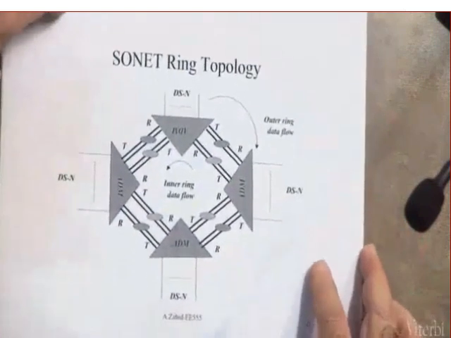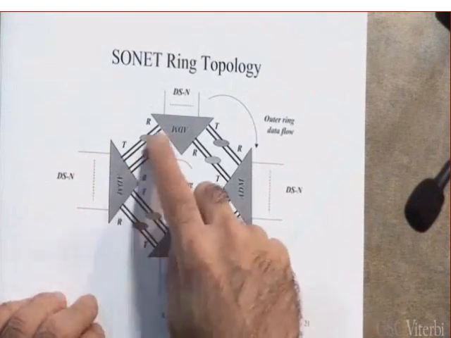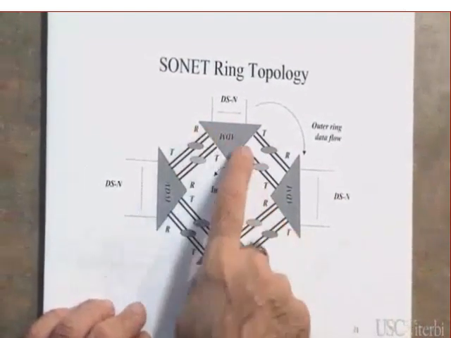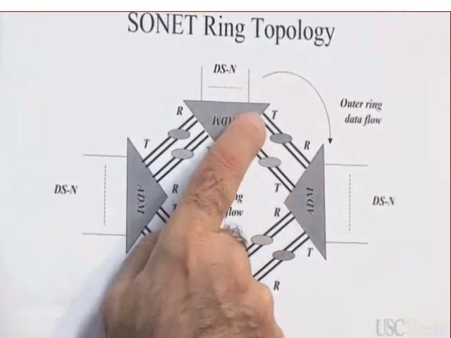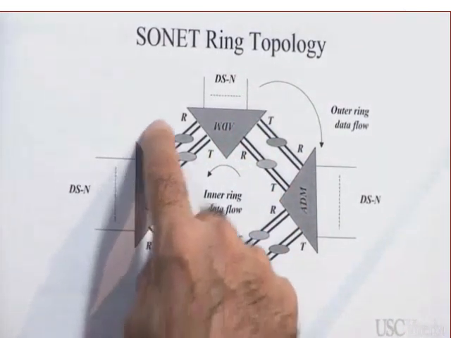This is a ring. Now, first of all, what do you notice? There are two concentric rings, one on the outside and one on the inside. Now, what is this T and R? T and R means transmit, receive, transmit, receive.